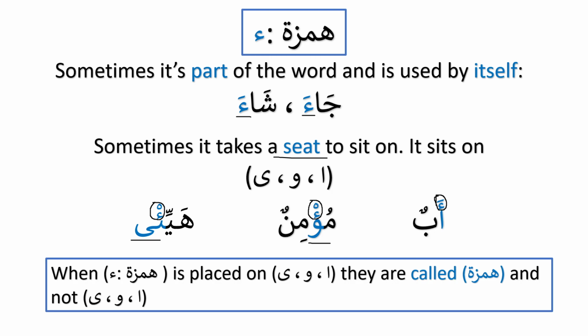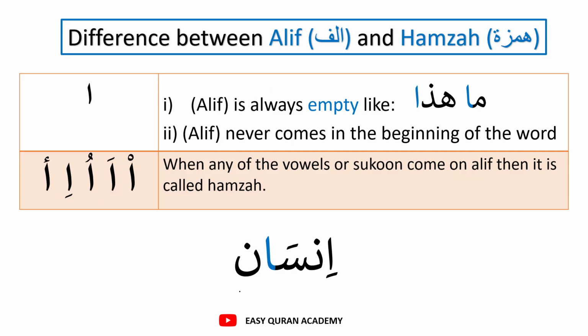Now something interesting. When Hamza is placed on alif, waw, or ya, they are called Hamza and not alif, waw, and ya. So something that you need to notice and note down is that when we put Hamza on alif, waw, and ya, then they are called Hamza and we do not call them alif, waw, and ya. This information is very important.